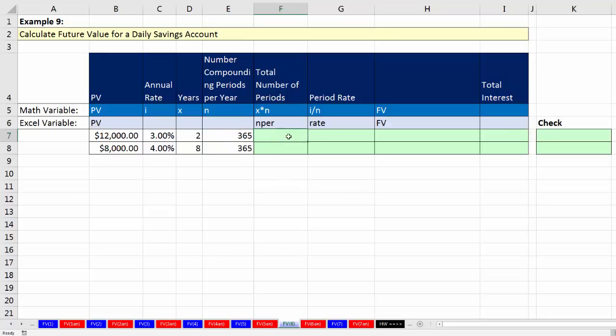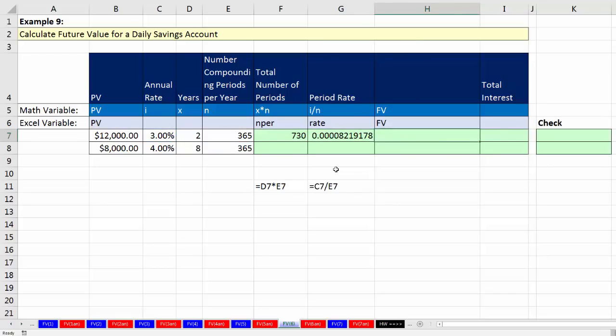Let's go ahead and calculate this, and we'll be able to copy this down and calculate the amount for both accounts. Equals total number of years times number of compounding periods per year. That's the total number of periods. Tab, the rate. That's the period rate. So I'm going to take annual rate divided by number of compounding periods per year.